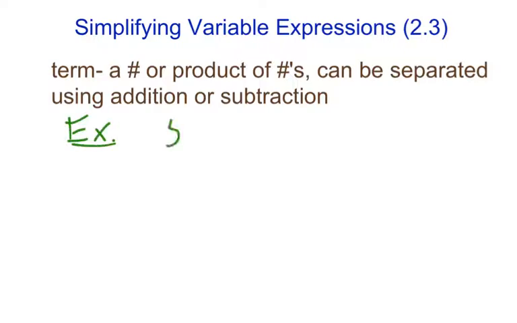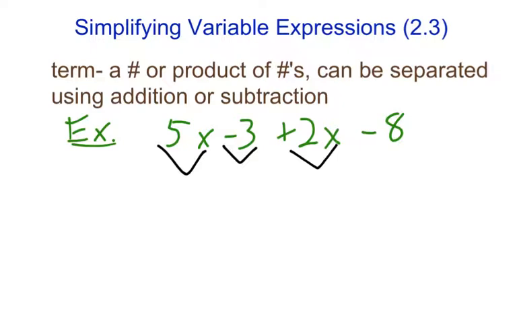We could have 5x minus 3 plus 2x minus 8. And this expression contains 1, 2, 3, 4 terms. So you can tell that because they're separated by the addition and subtraction signs. So 5x is a term, negative 3 is a term, positive 2x is a term, and negative 8. So we have 4 terms here.